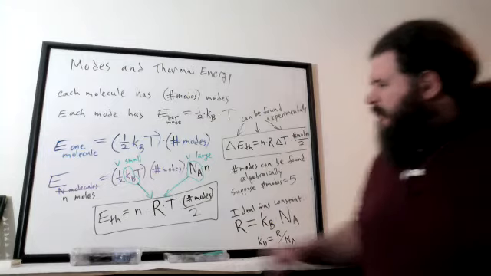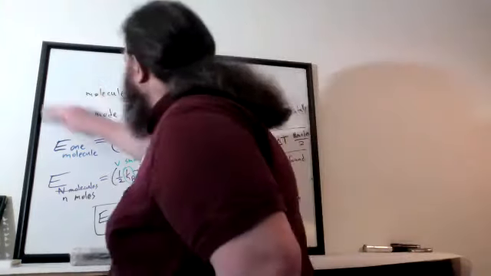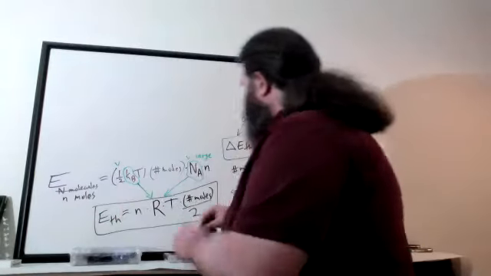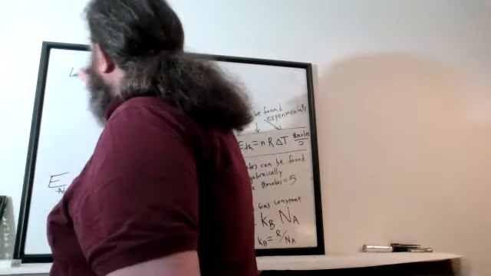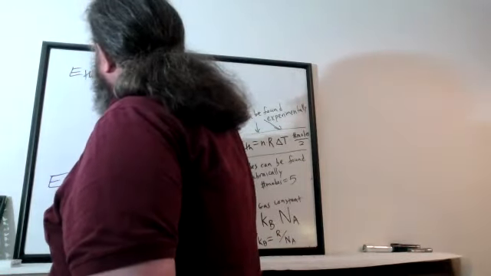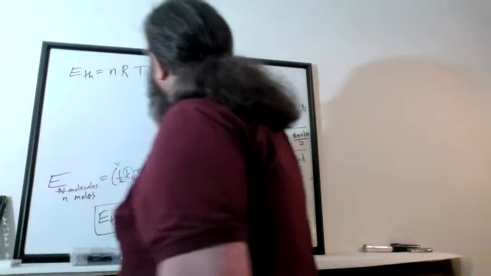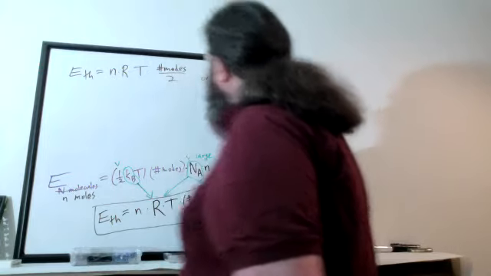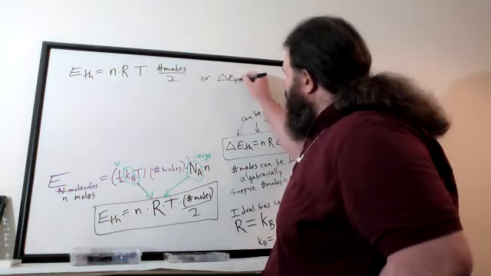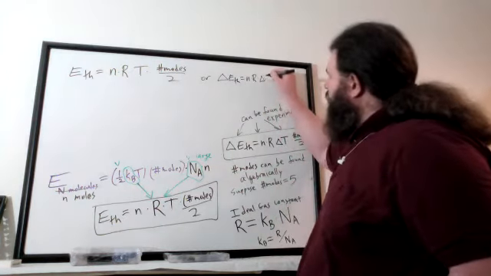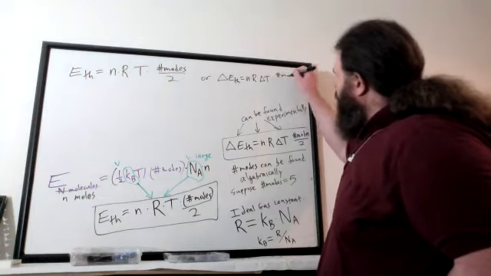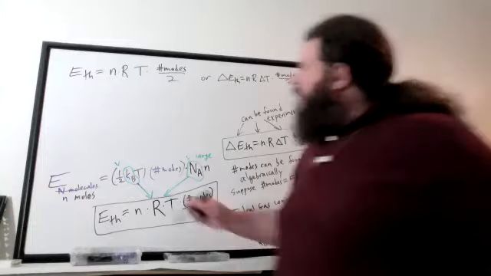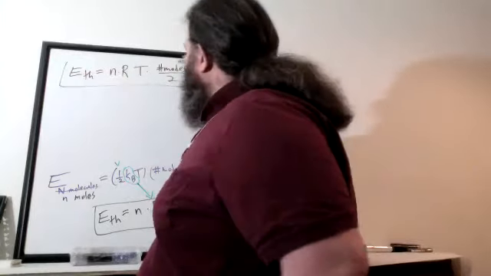So let's take a look at a couple other things we can do with this big formula. We have thermal energy is N times R times T times half the number of modes. Or you could look at this in terms of delta thermal energy equals N times R times change in temperature times half the number of modes. And there are some very useful other substitutions we can make here.